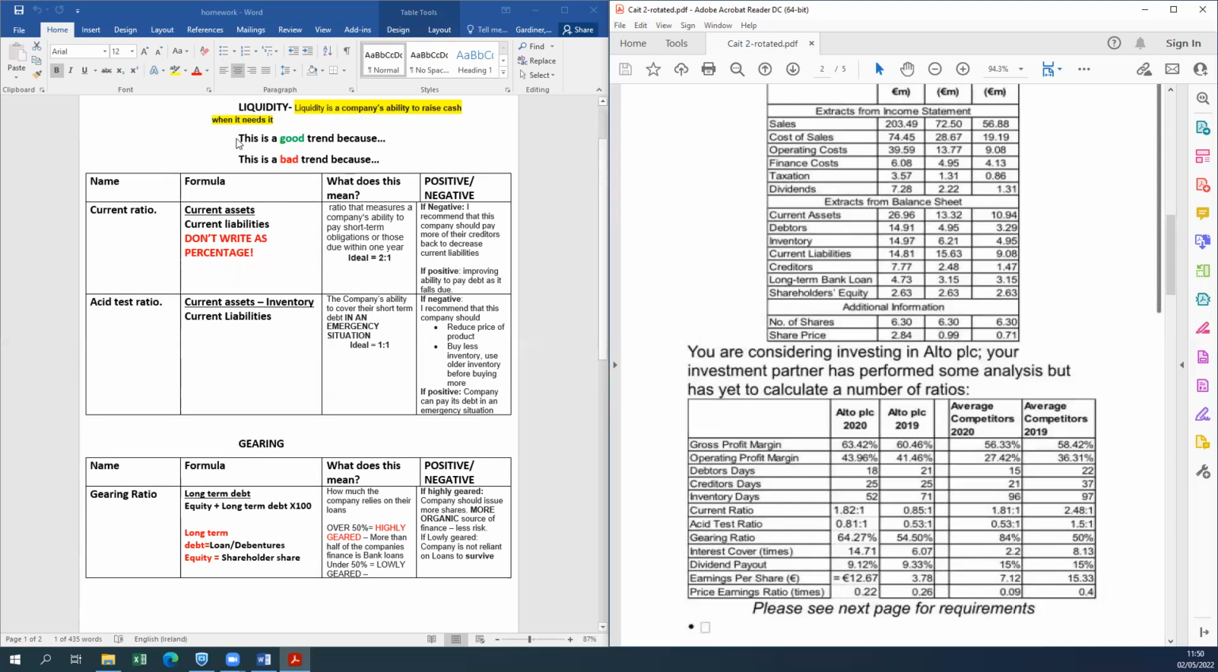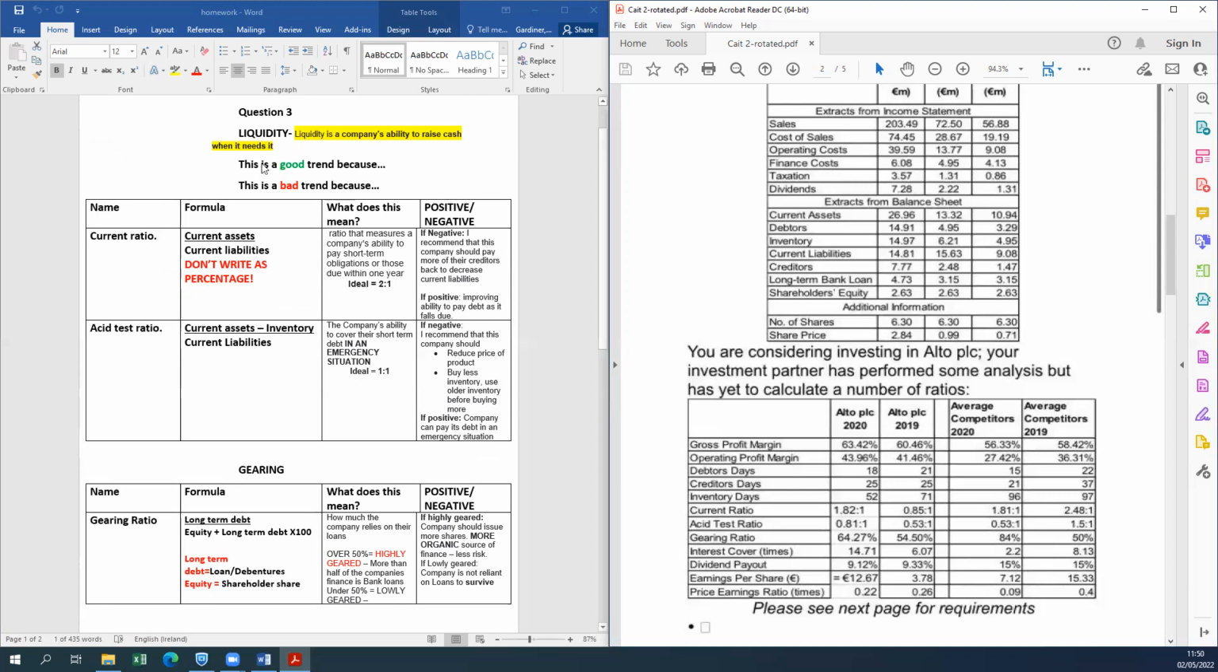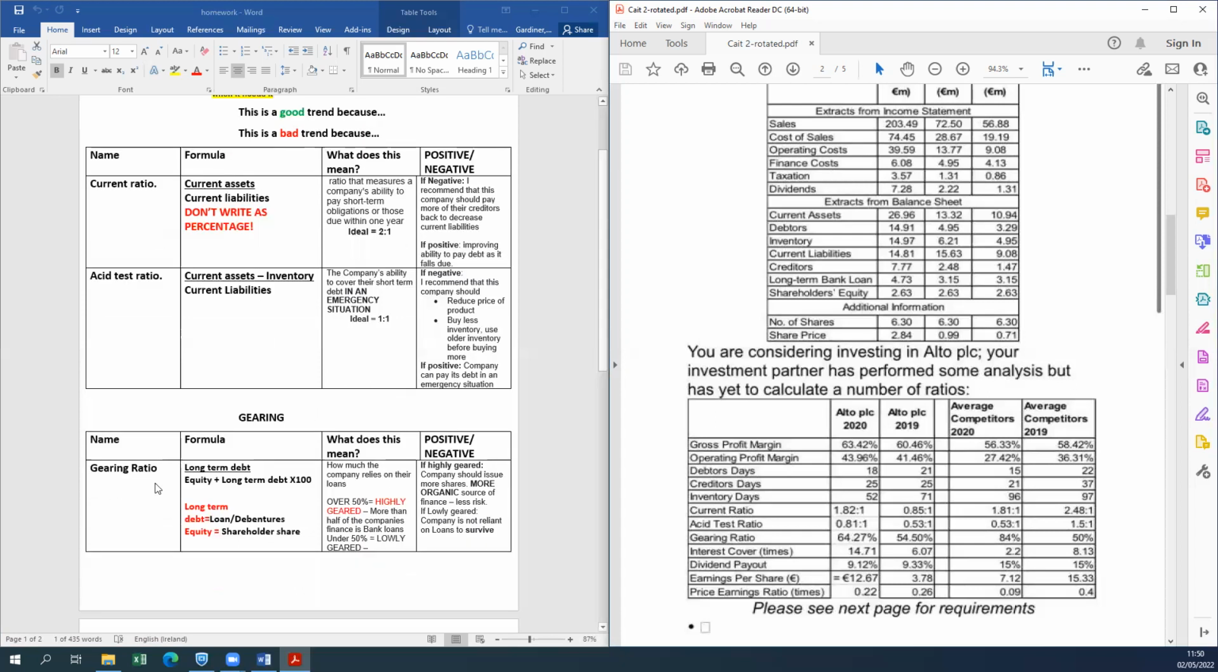By the way, this is also another thing that I didn't go over. If it's good, say this is a good trend, and if it's bad, say this is a bad trend, because it's just good practice to say stuff like that. If you don't have the time, then don't do it. But it's just nice. It means that you're letting them know that you know exactly if it's good or bad.